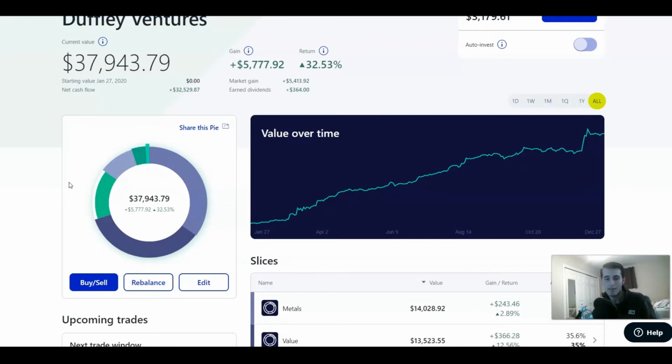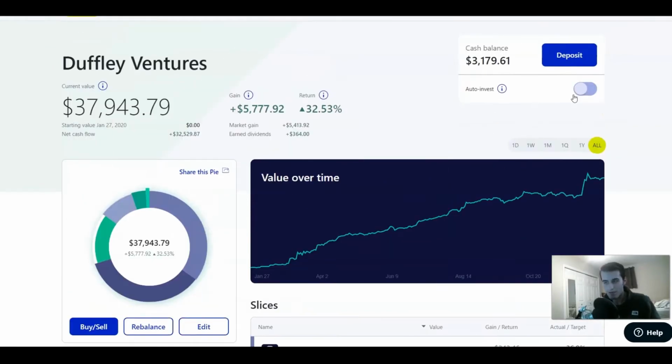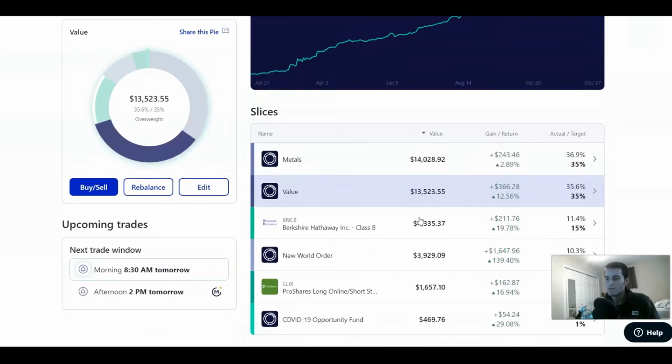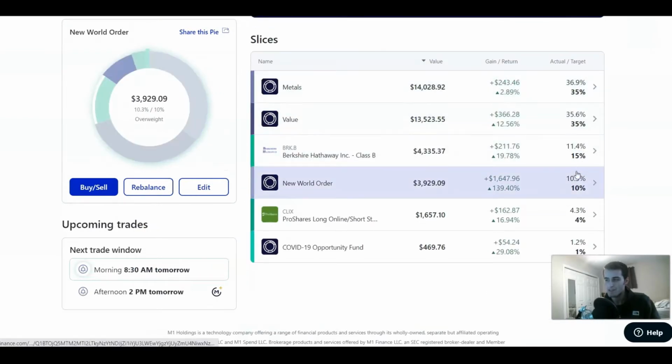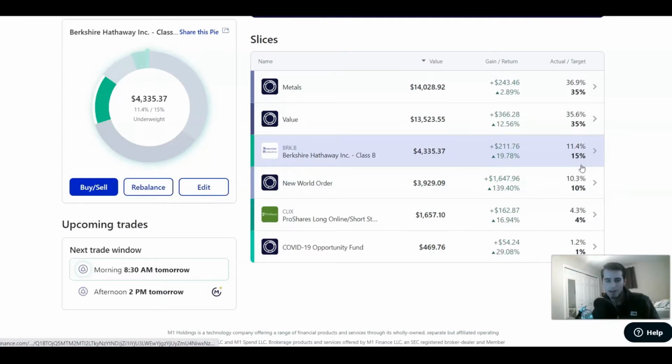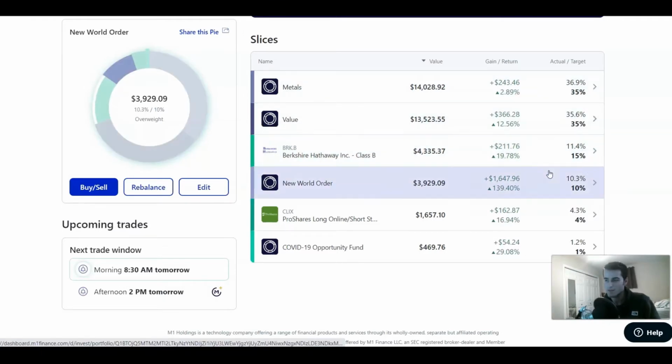And the reason that you actually can fine-tune it really automatically is because M1 Finance offers an automatic investing feature. Now, I don't have it on right now, but what you do is you set up target allocations in each of these slices. So you can see the bold number below. That is the target allocation that I have for each particular slice.